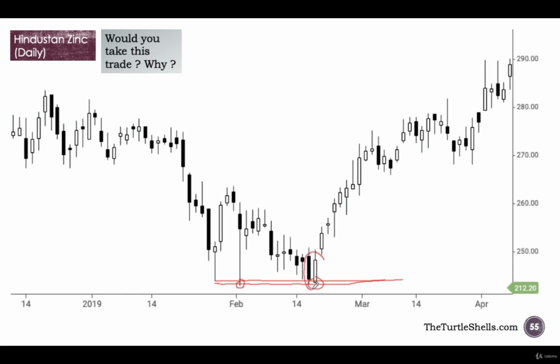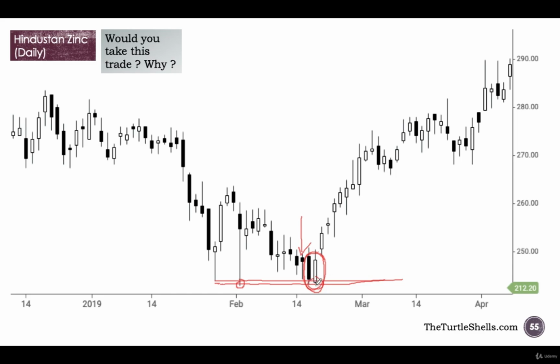What is this? This is a piercing pattern. I would consider this also as a candlestick pattern. That's a hammer. Okay? If I had taken the trade at the hammer, my stop loss would have been hit again. So this piercing pattern was the right trade. Although it's not a perfect piercing pattern because the opening has not been below the low of the prior black candle.